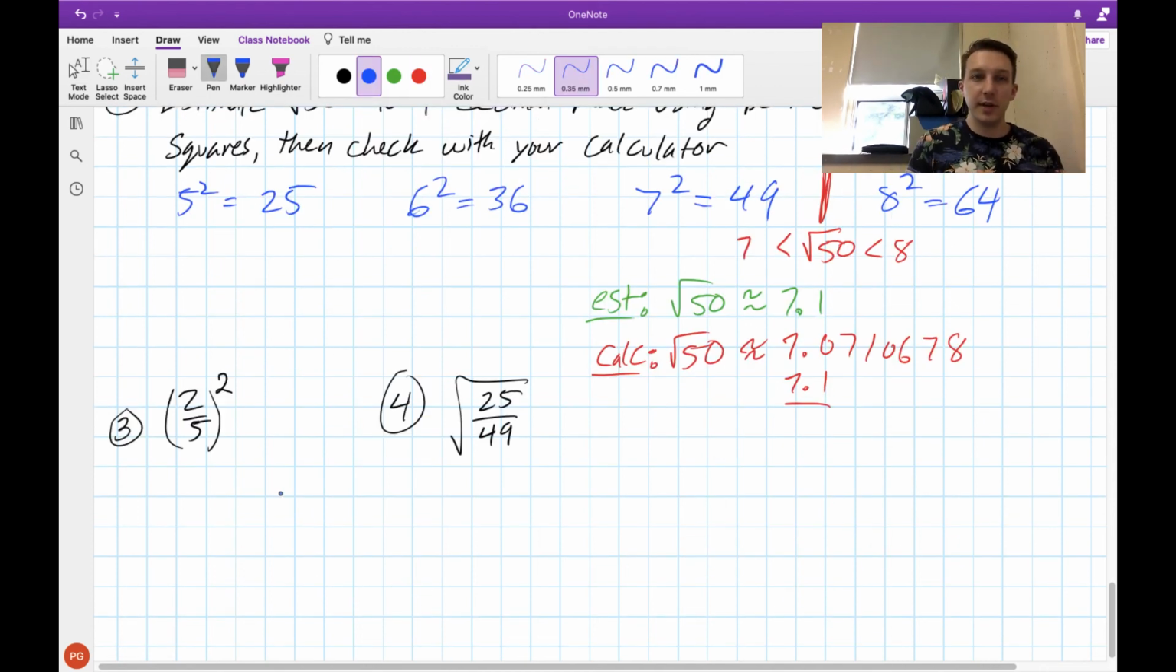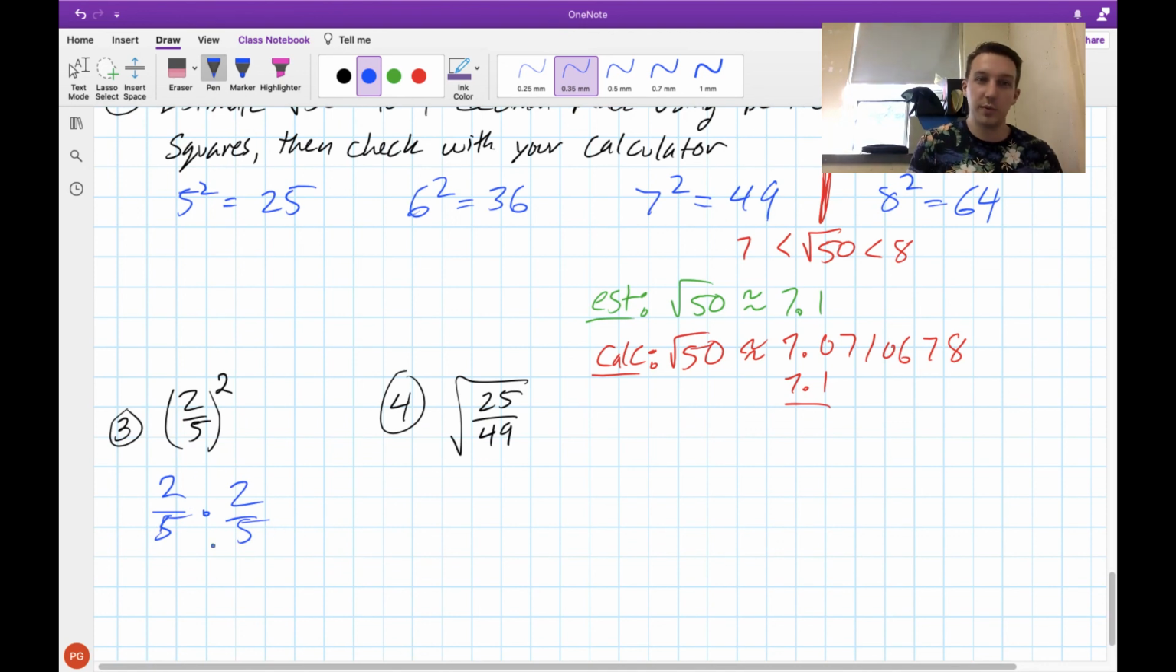For our bottom two here, remember, squared means something times itself. So this would be 2 over 5 times 2 over 5. And we know how to multiply fractions. We multiply the tops, we multiply the bottoms. So this would be equal to 4 over 25.